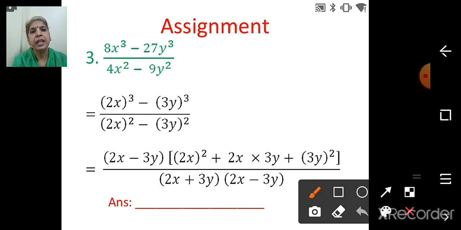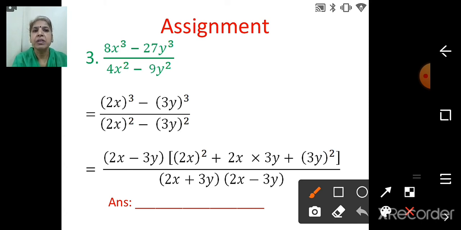So first we are writing it, that is (2x) the whole cube, based on the formula a cube minus b cube. So the first factor of that is a minus b. So you will be writing (2x minus 3y) the whole bracket multiplied by a square, so (2x) the whole square, plus ab, so 2x into 3y, plus b square, (3y) the whole square, upon, now the denominator is based on the formula a square minus b square. So a plus b, a minus b: (2x plus 3y) the whole bracket multiplied by (2x minus 3y).